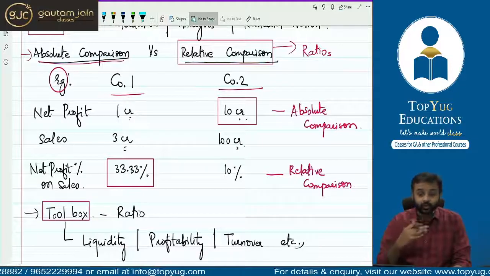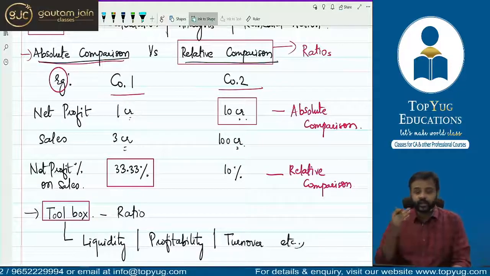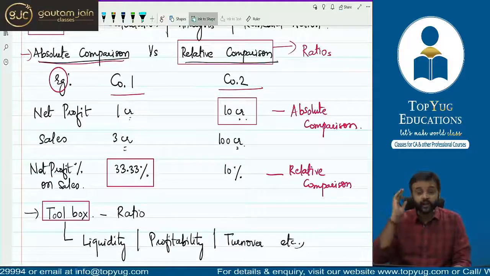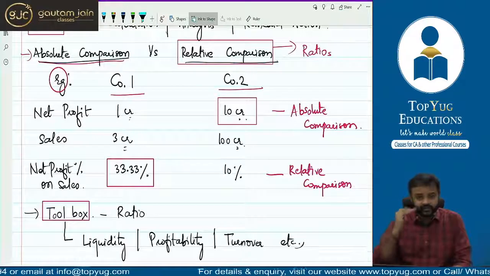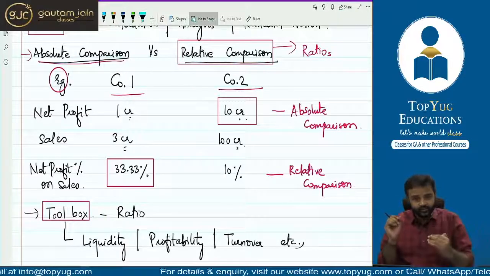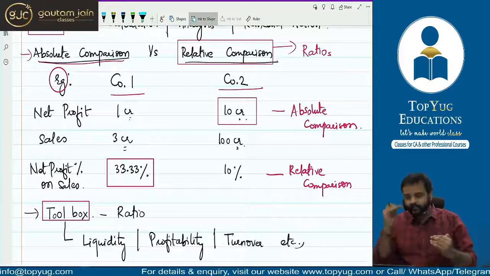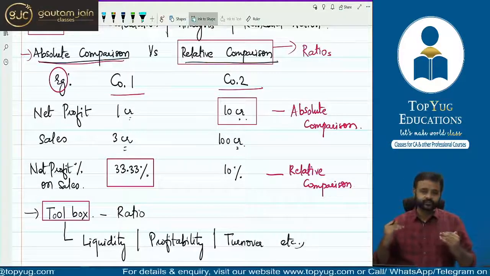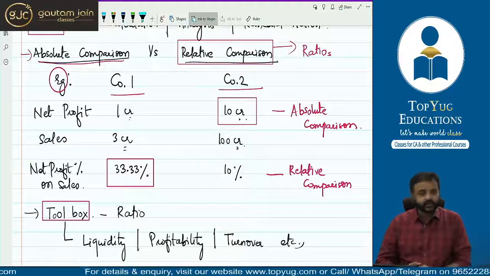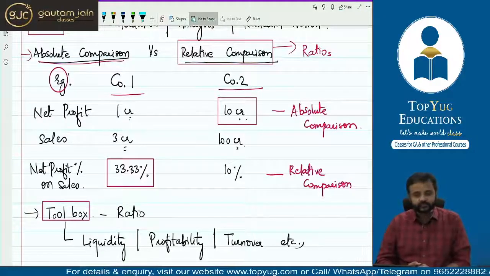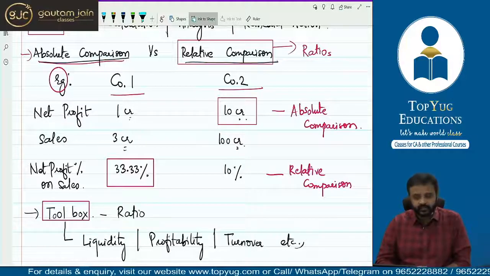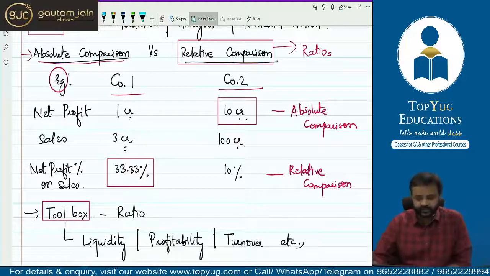So we get to know, oh, 1 crore net profit earned by a sales of 3 crores, whereas 10 crores net profit earned by a sales of what? 100 crores. So obviously you start seeing not just 1 crore, 10 crore, but you start seeing 1 crore in relation to 3 crores, correct? Same way 10 crores in relation to 100 crores. So then you understand actually you're doing relative comparison, right? And that is nothing but the ratio. So when we see that, we find that the company 1 has done better than company 2, isn't it?